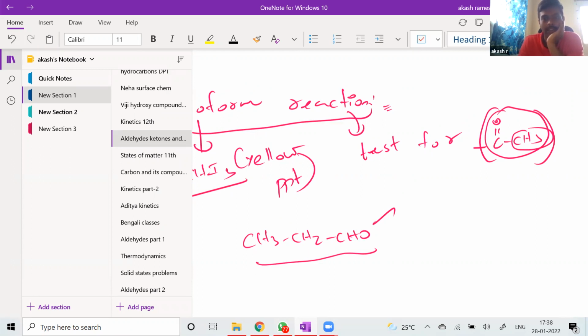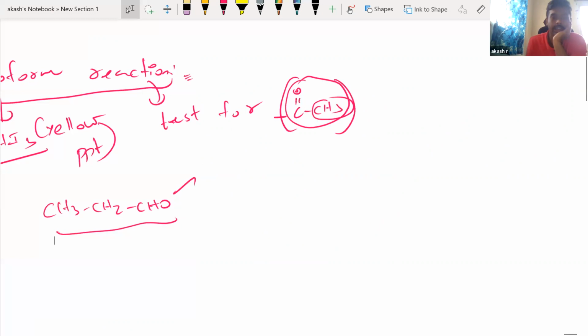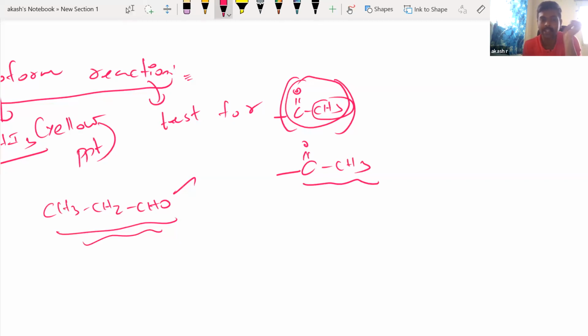What did I tell you? Again, I repeat: you should have C double bond O with a CH3 attached. If it is there, yes, it is going to give the iodoform reaction. If not, it is not going to give it. Now look at this compound and decide whether it is going to give the iodoform test or not. Now you can answer, yes or no.